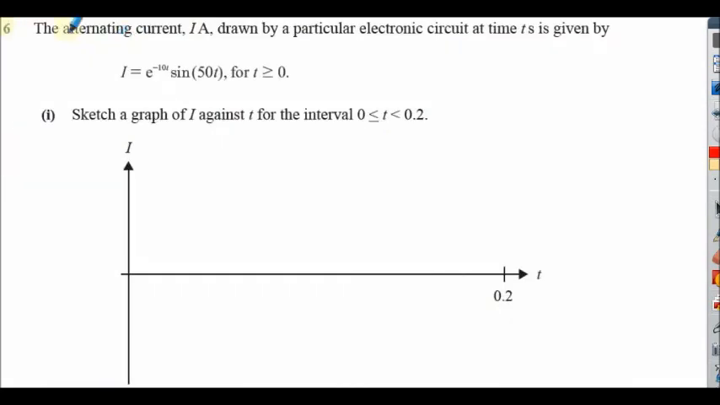Question 6, an alternating current, I amps here, being drawn by a particular electronic circuit at time t is given by. So part 1, we have to sketch a graph of I against t over the interval shown here. I'll show you my sketch on the following slide.